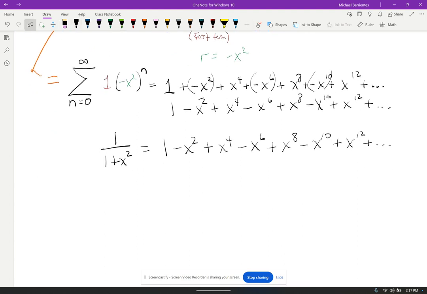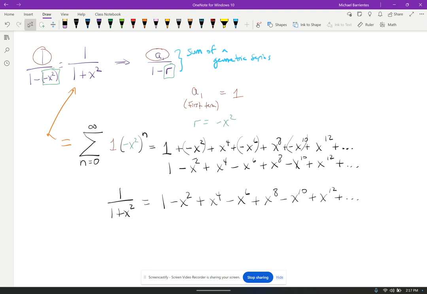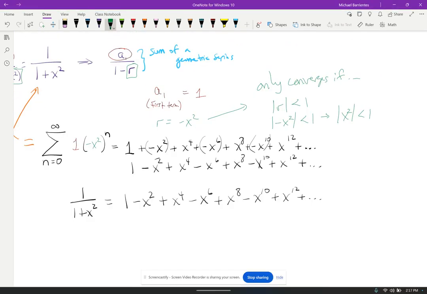Yes? Does this actually work? Oh, wait a minute. Remember geometric series? Geometric series were only convergent if something happened. Specifically, they only converge if... when did they converge? Oh, when the absolute value of r was less than 1. In other words, when the absolute value of negative x squared is less than 1, which is to say the absolute value of x squared is less than 1. So when does this happen? What kind of x values would make this statement true?